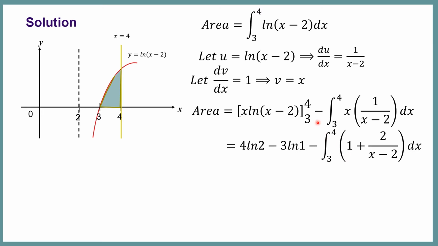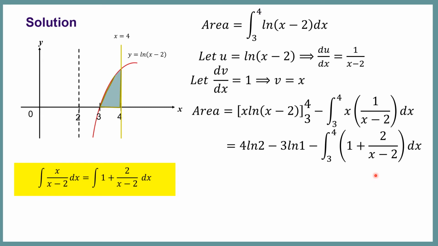Substituting the upper limit, we have 4 ln 2, minus, substituting the lower limit x equals 3, we have 3 ln 1, minus the integral of x over x minus 2. Since x over x minus 2 is an improper fraction, convert it to a proper fraction, we have 1 plus 2 over x minus 2.